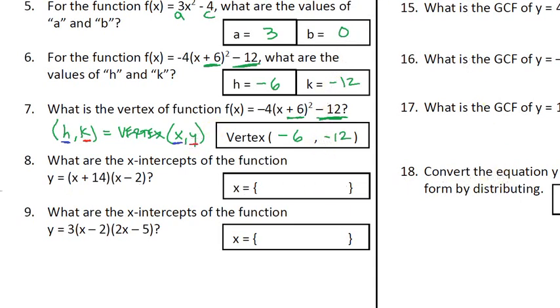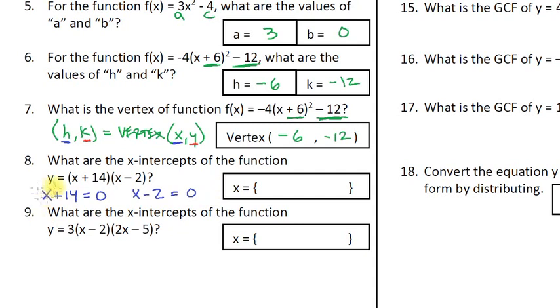Alright, number 8. What are the x-intercepts of the function y equals (x plus 14) times (x minus 2)? Well, this is intercept form. There's no square on the variables. That means we're looking for two values of x. What is the value of x that changes x plus 14 to 0? Or what is the value of x that changes x minus 2 to 0? Either one of these binomials is 0. The whole thing on the right changes to 0 because anything multiplied by 0 is 0. And that means our y value will be 0, and that means it's an x-intercept.